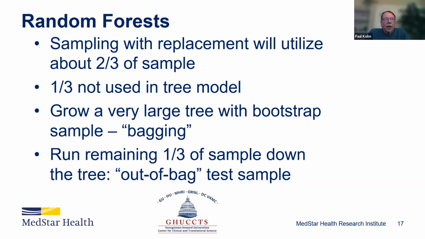And then you have 1/3 of the sample left over that was not used in the development of the tree. You run the remaining 1/3 of the sample down the tree, and it's referred to as your out of bag test sample. So you're growing a tree by bootstrap with replacement, and then you're testing how well that tree is doing using the remaining 1/3 of your sample.